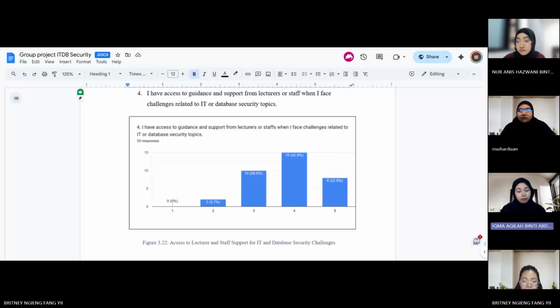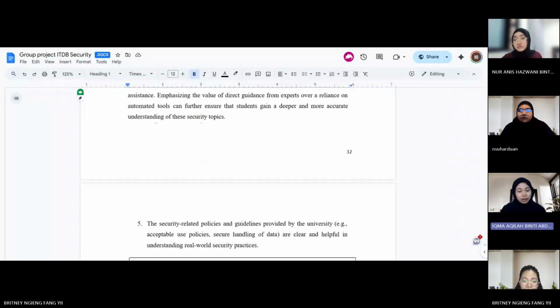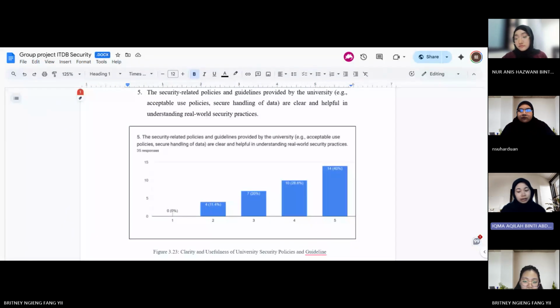And for number 5, figure 3.23 illustrates whether security-related policies and guidelines provided by the university, such as acceptable use policy and secure handling of data, are perceived as clear and helpful in understanding real-world security practices. According to the data collected from 35 respondents, there is strong positive consensus. No respondent strongly disagrees with the statement. Only a small minority of 11.4% disagree, while 20% remain neutral.